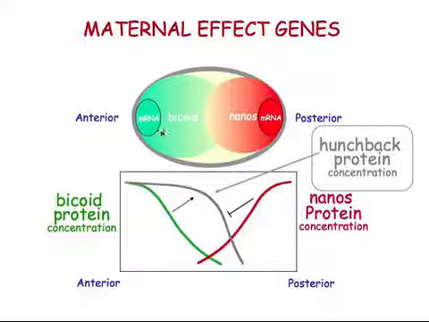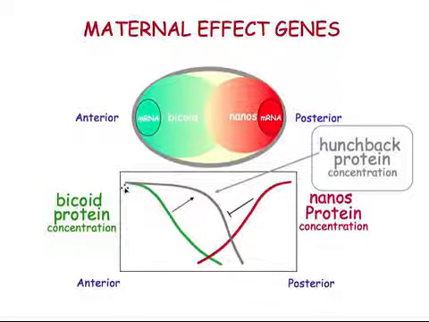So getting back to our story here, we've got the anterior-posterior axes. We've got the maternal effect genes that are located in different regions of the developing larva, and these messenger RNAs clearly can be translated to give the Nanos protein and the bicoid protein. So if you look at this as a graph, you can see the concentration of bicoid is high here and lower in this region here, and the Nanos protein is high here and lower in this region here.